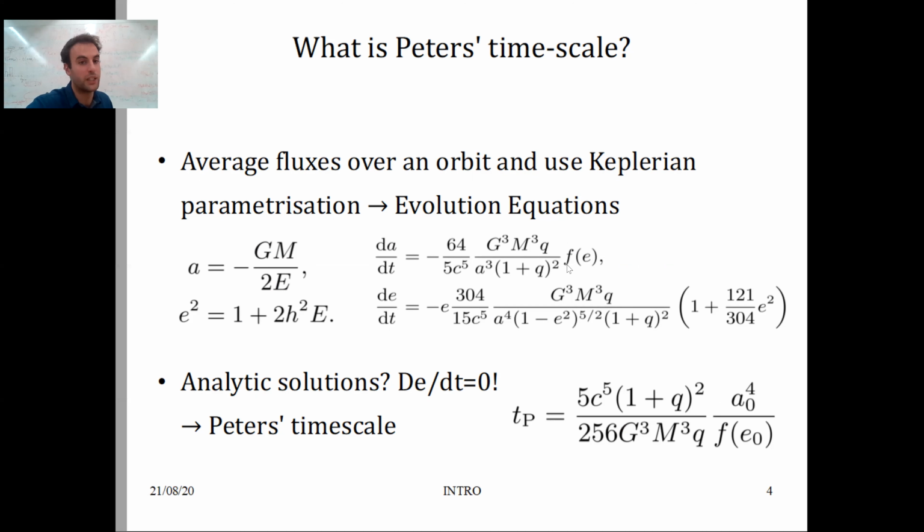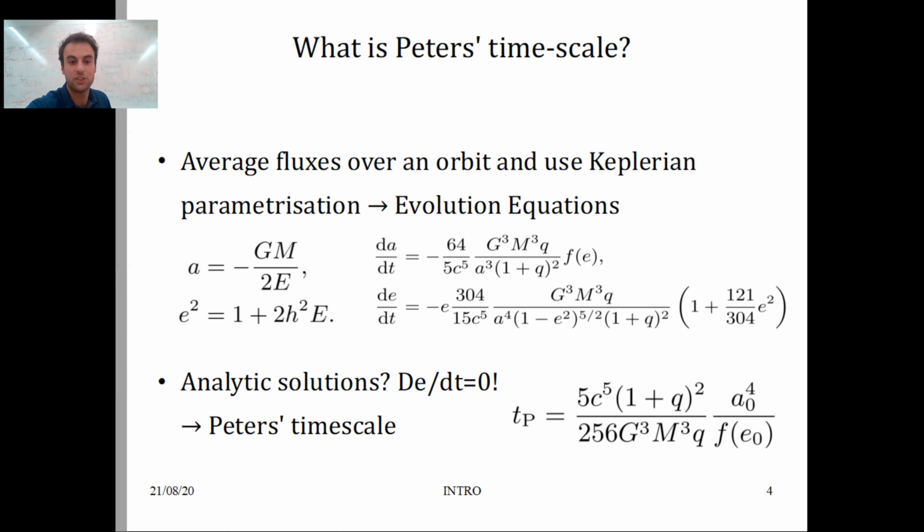Why are they useful, especially this first one? Well, this equation, da/dt, tells you that in a finite amount of time, your binary will shrink and shrink and shrink and eventually merge. And with a few tricks and approximations, one of the things that they did in this amazing paper in '63 is to find an estimate for this amount of time that it takes for a binary to eventually merge from a particular set of initial conditions.